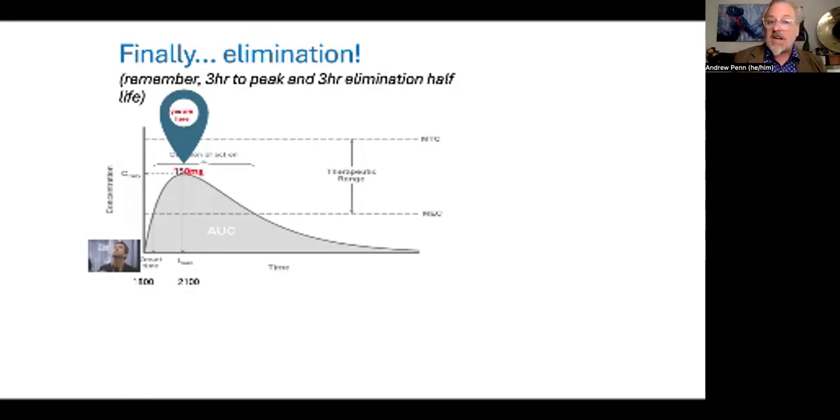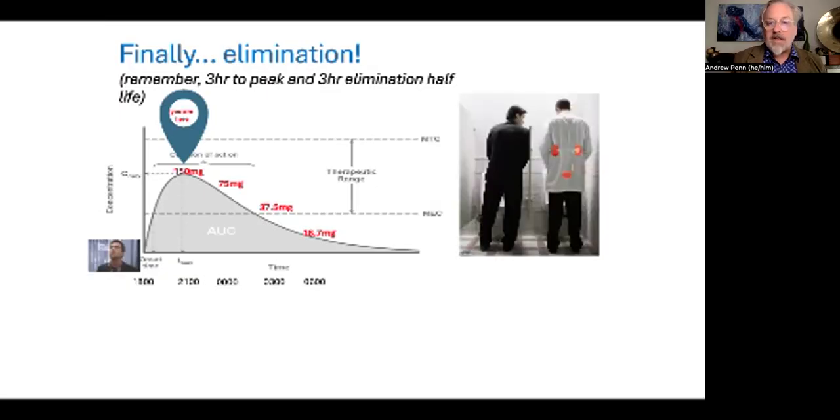Now, elimination half-life is 3 hours also. So that means at about midnight, he's down to 75 milligrams. At 3 in the morning, he's down to about 37.5 milligrams in his bloodstream. And at 6 a.m., he's down to 18.7 milligrams. And then he goes to pee, and out it comes.